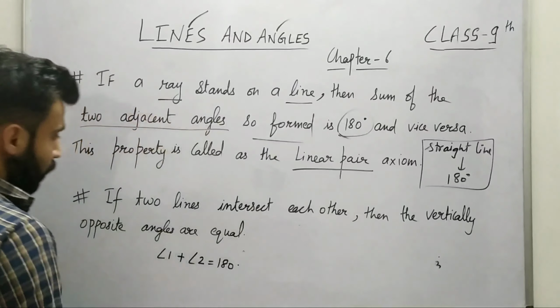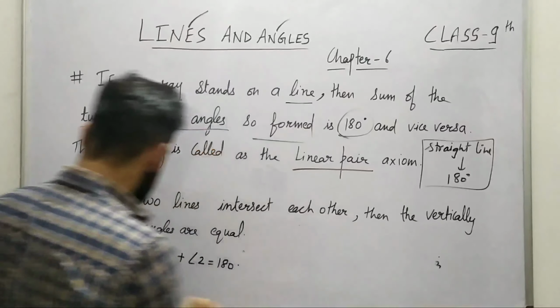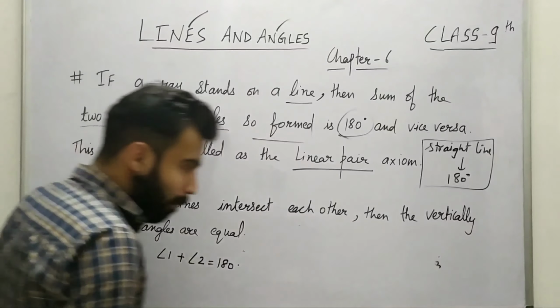Now you can see here that if two lines intersect each other, then the vertically opposite angles are equal. So let me first draw two lines which are intersecting each other, like AB and CD. You can see they are intersecting at a common point here. Now there are a total of 4 angles here. Let me mark them 1, 2, 3 and 4. So if two lines intersect each other, the total number of angles formed is going to be 4.